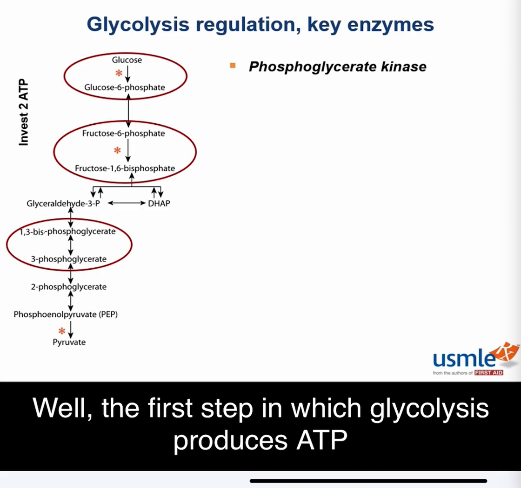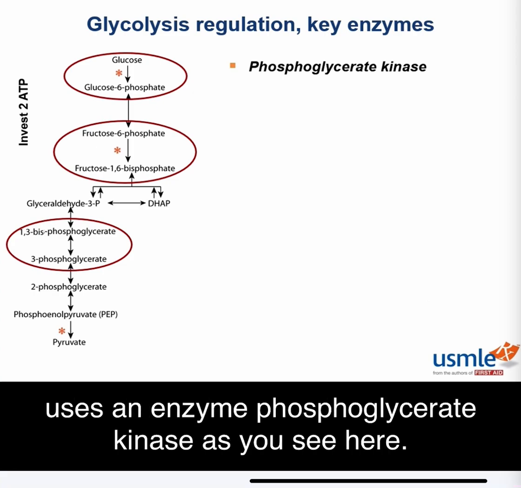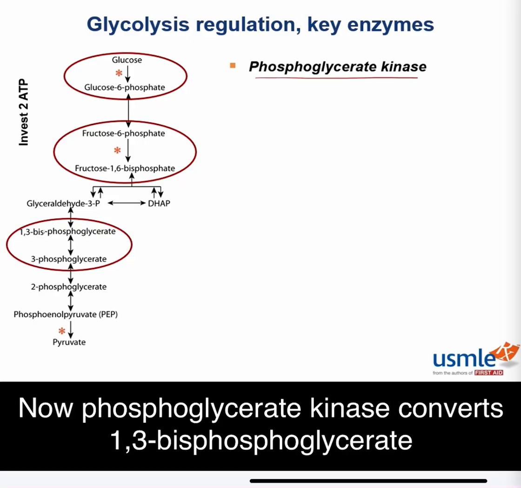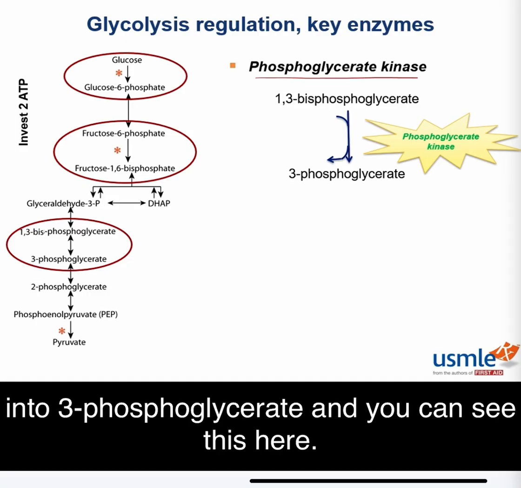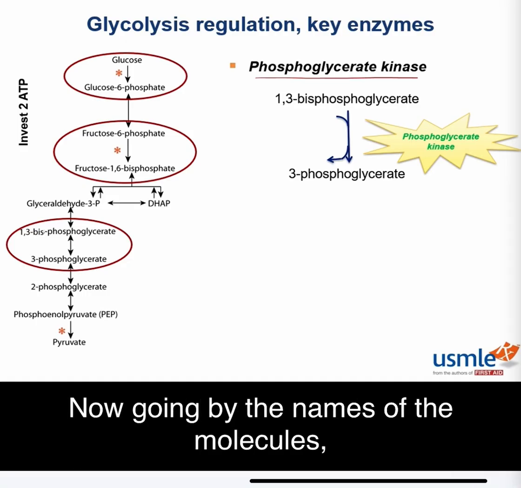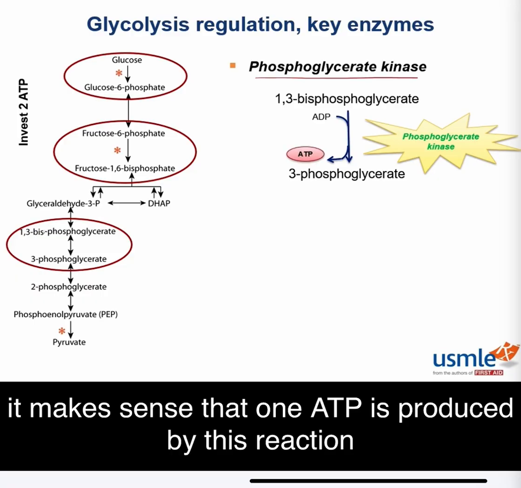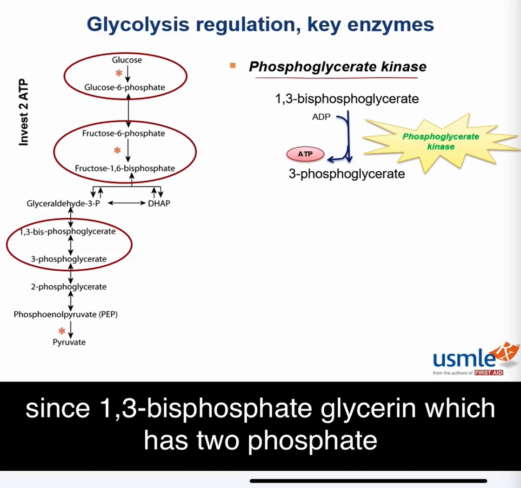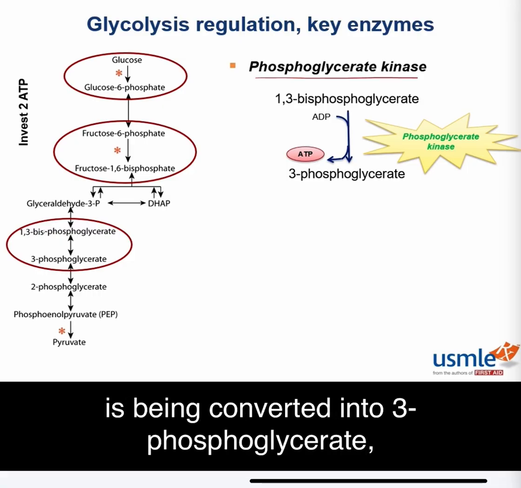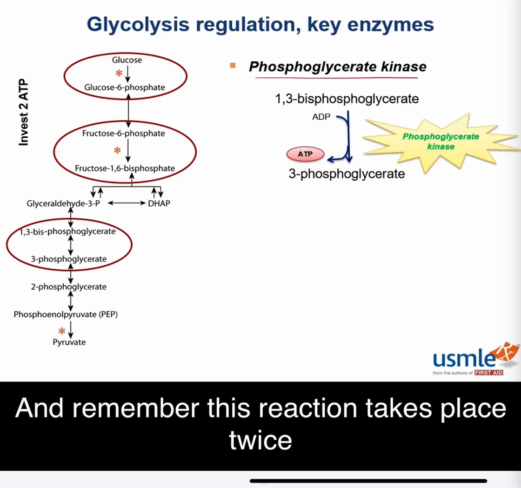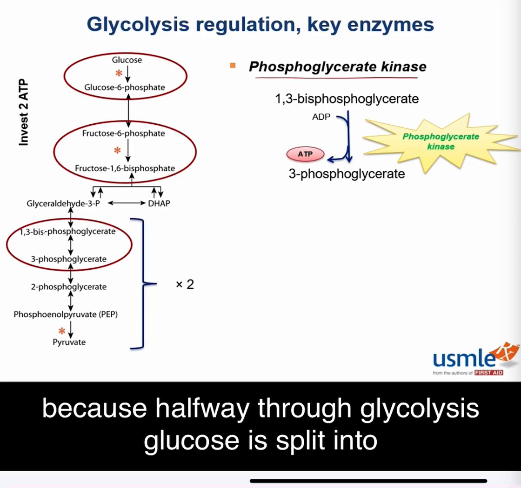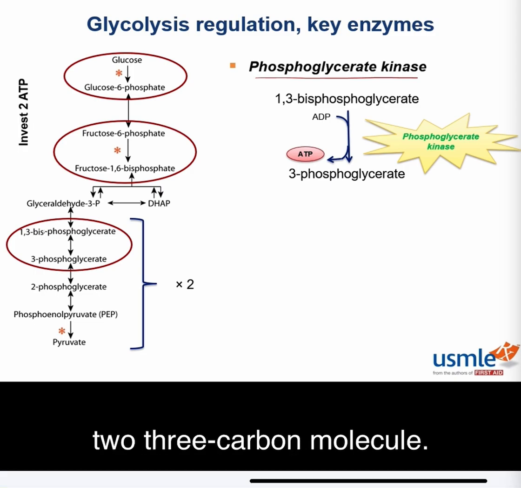Well, the first step in which glycolysis produces ATP uses the enzyme phosphoglycerate kinase, as you see here. Now, phosphoglycerate kinase converts 1,3-bisphosphoglycerate into 3-phosphoglycerate, and you can see this here. Now, going by the names of the molecules, it makes sense that 1 ATP is produced by this reaction, since 1,3-bisphosphoglycerate, which has 2 phosphates, is being converted into 3-phosphoglycerate, which has 1 phosphate. And remember that this reaction takes place twice, because halfway through glycolysis, glucose is split into 2 3-carbon molecules.